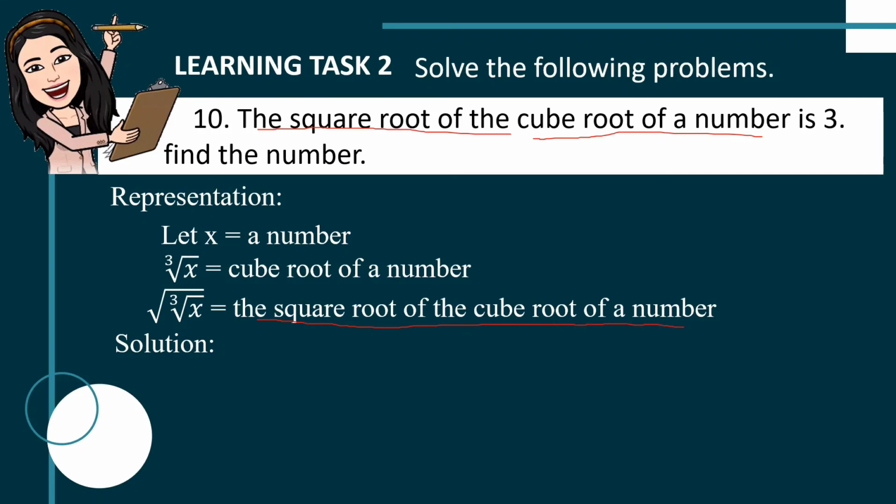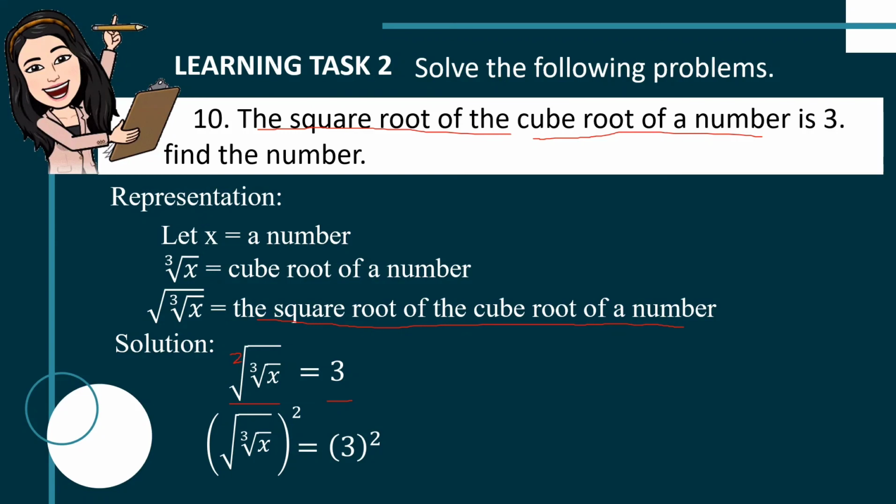Nagets? Okay. So, let's have the solution or let us form the equation. It states that the square root of the cube root of a number is 3. So, that would be equal to square root of cube root of x is equal to 3. Now, how are we going to solve this? We have two expressions here. We have two terms. So, what are we going to do? Let us raise them to the power of the index. Ano ba yung index natin? We have 2. Sabihin, i-raise natin both sides by 2. Okay. After raising them by 2, simplify natin.